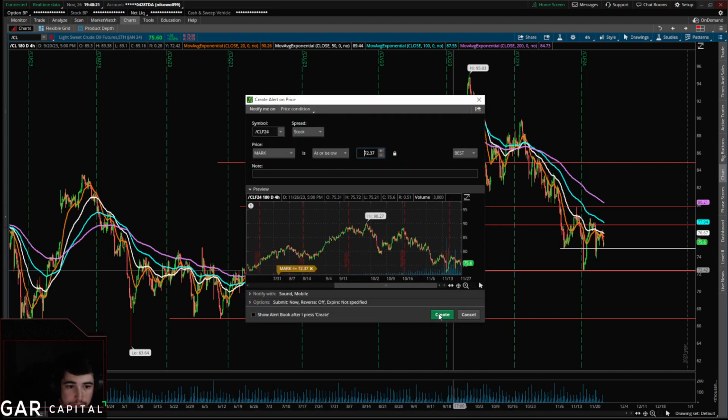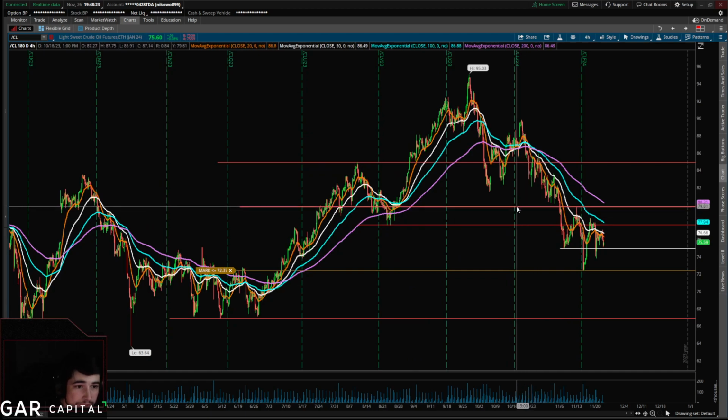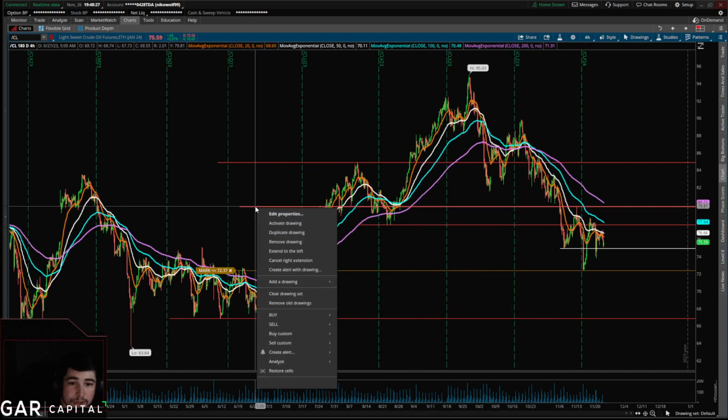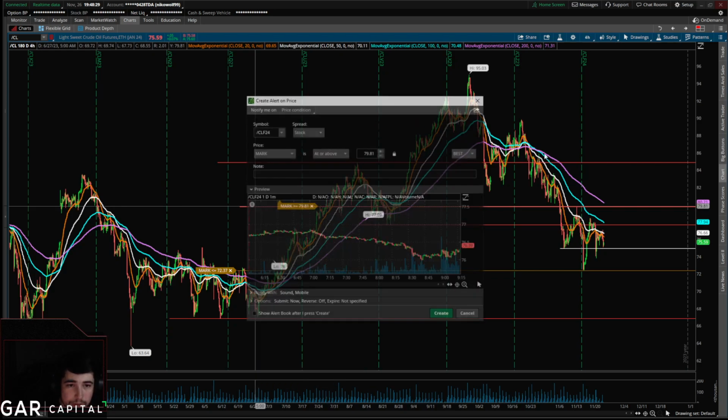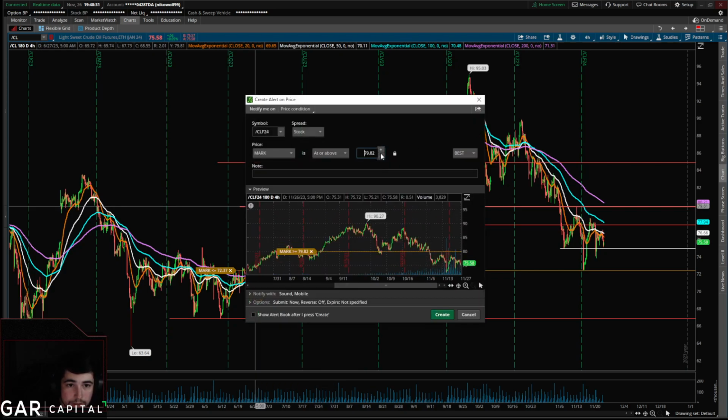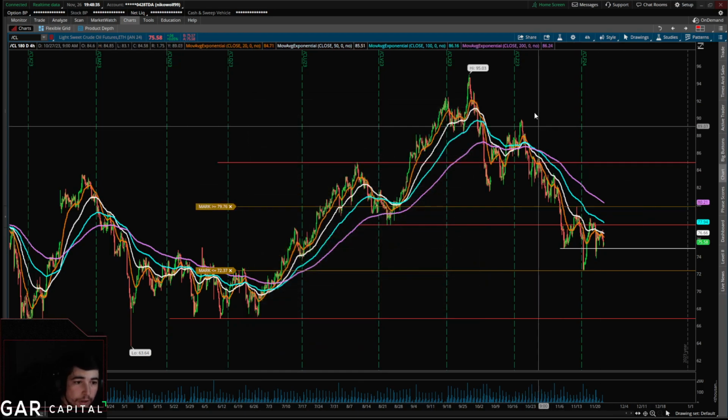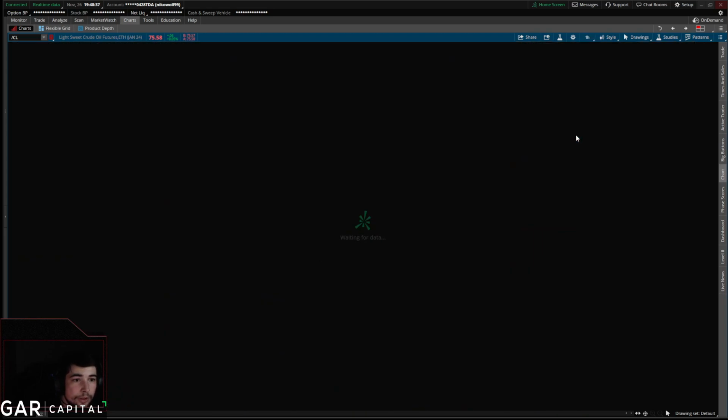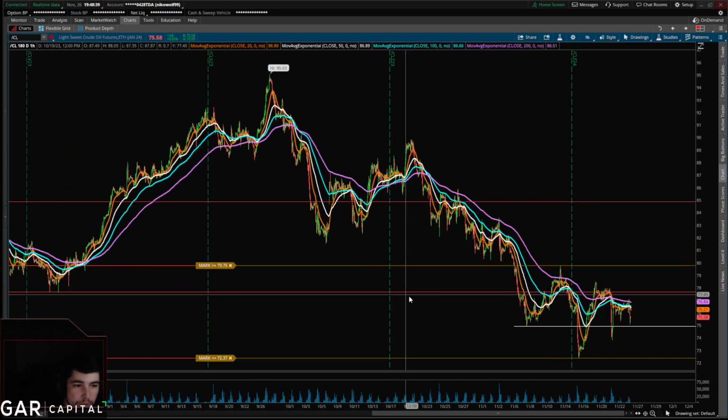That's where we're going to set our alert to the downside, and upside, I would set the alert at 79.76. Okay, before we leave off on it, let's see on the 1 hour what's going on here.